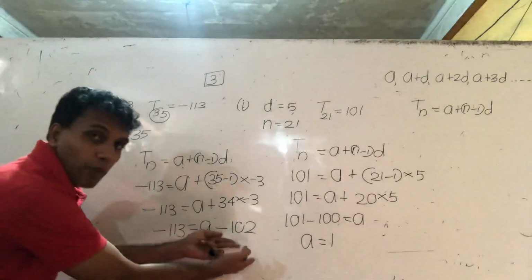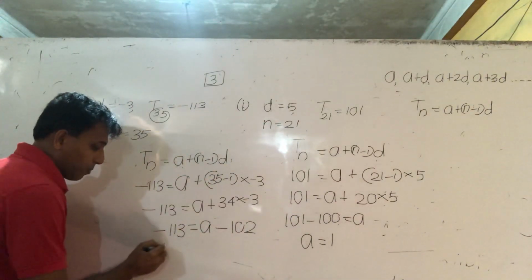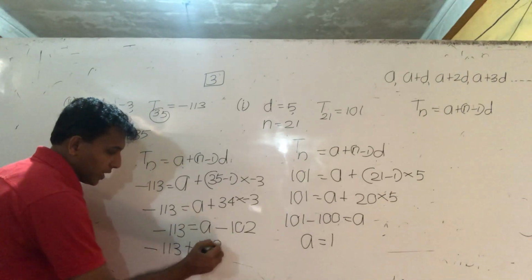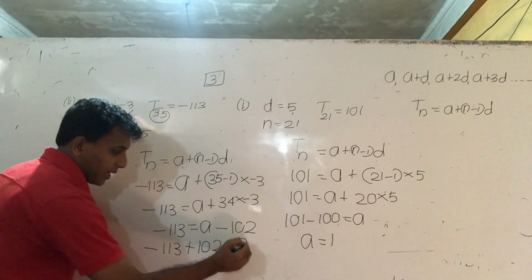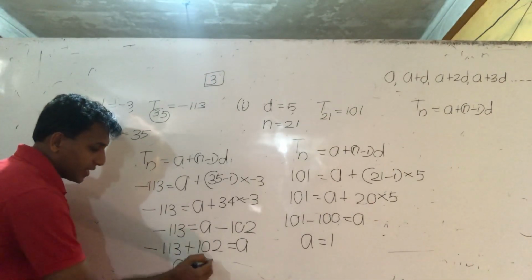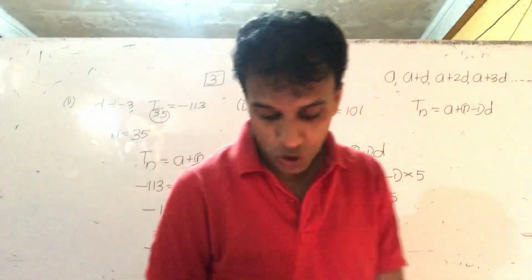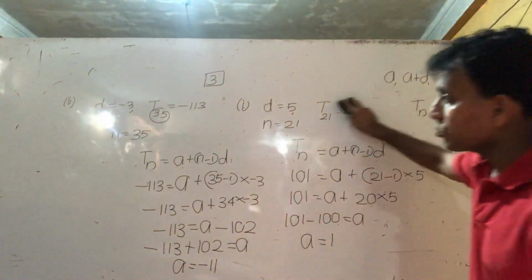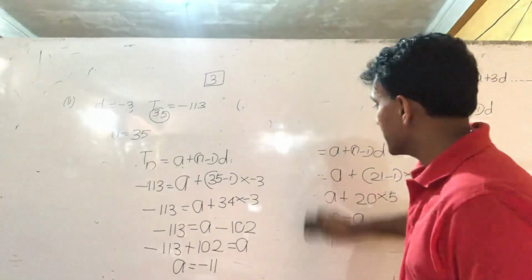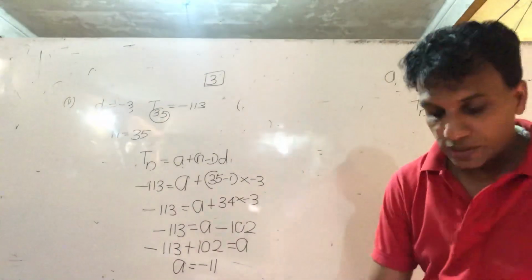So next take the minus 102 to this side and find the a answer. Here minus 113 plus 102 is equal to a. So what is the a answer? Minus 11, right? For the second question, first term is minus 11. Common difference is minus 3. This is one type of question there.